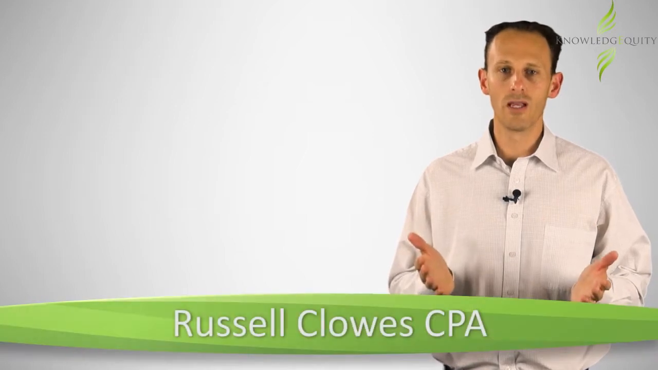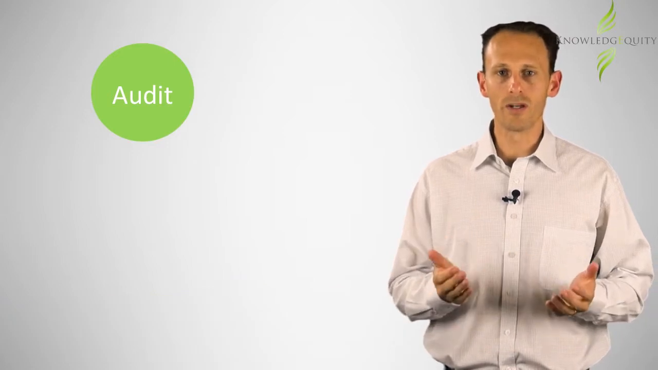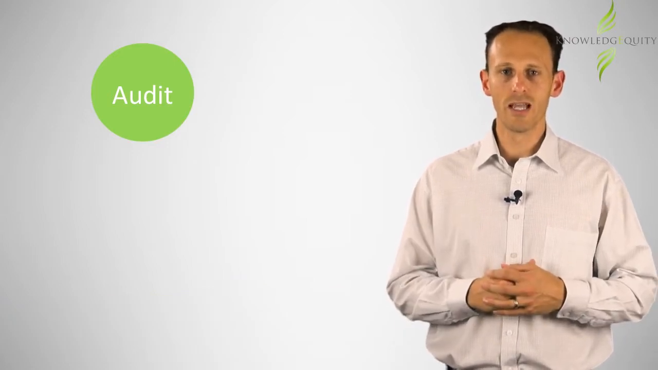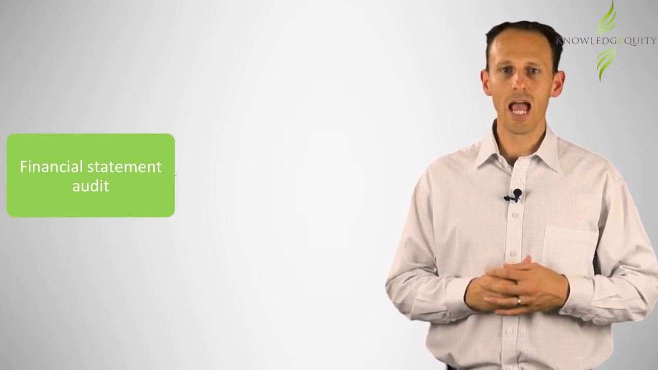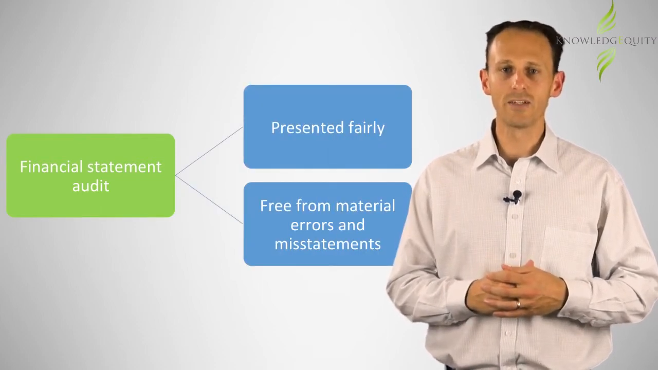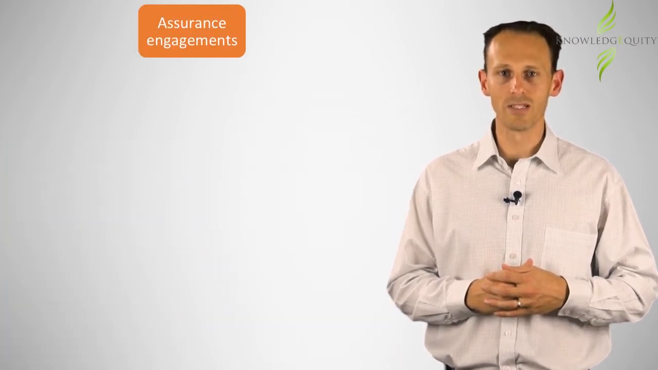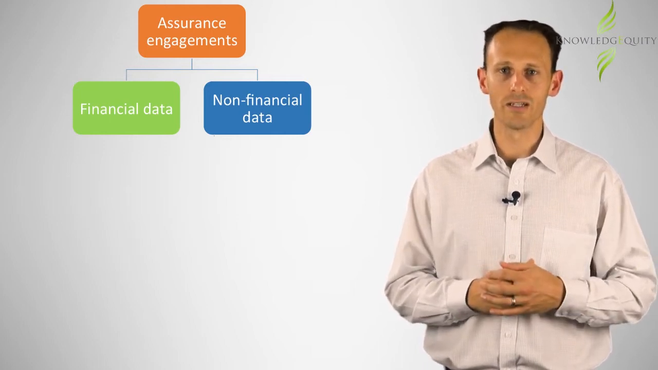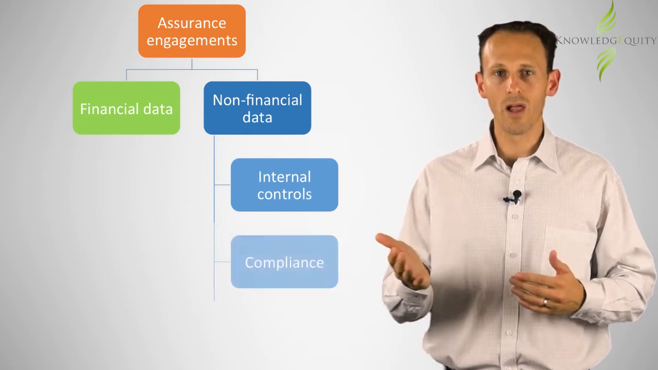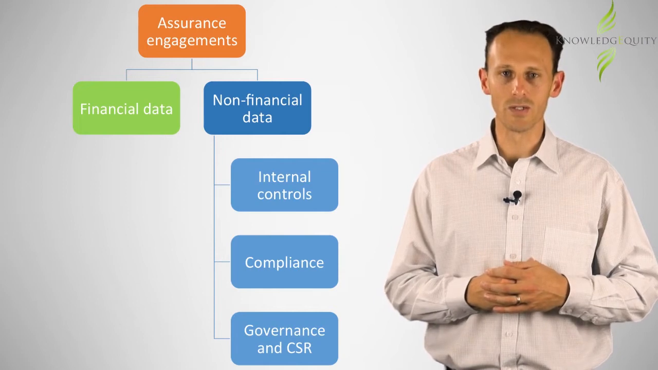When we talk about assurance, most people immediately think audit, and the thinking stops there. But audit, although an important assurance service, is only one specialised subset of assurance. Financial statement audits relate to the financial statements and whether or not they are presented fairly and are free from material errors and misstatements. Assurance engagements can extend way beyond just financial data and can include non-financial information, such as internal controls, compliance with regulations, governance, and even corporate social responsibility issues.